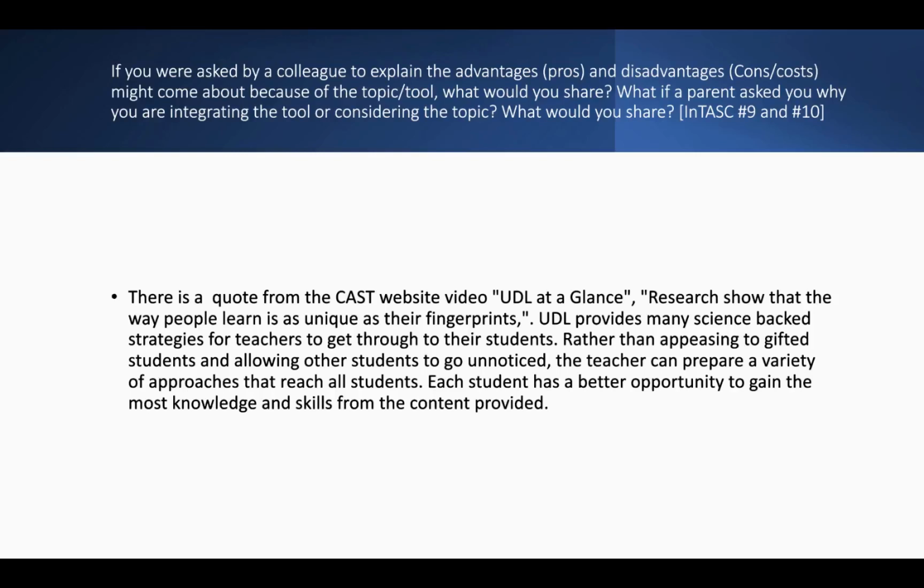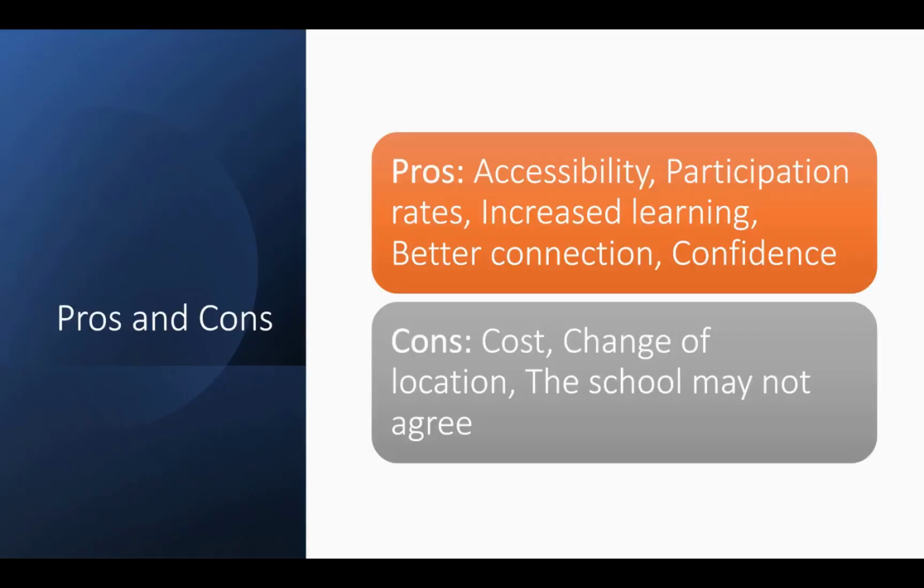So UDL provides many science-backed strategies for teachers to get through to their students. And rather than appeasing only the gifted students and allowing other students to go unnoticed or under the radar, the teacher can prepare a variety of approaches that reach all these students. And they can find a bunch of these strategies on CAST's website or other UDL resources. There's hundreds and hundreds of things out there that we can look at as teachers. Each student has a better opportunity to gain the most knowledge and skills from the content provided when we use Universal Design for Learning.